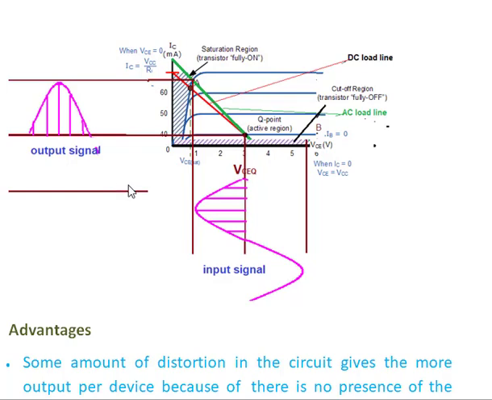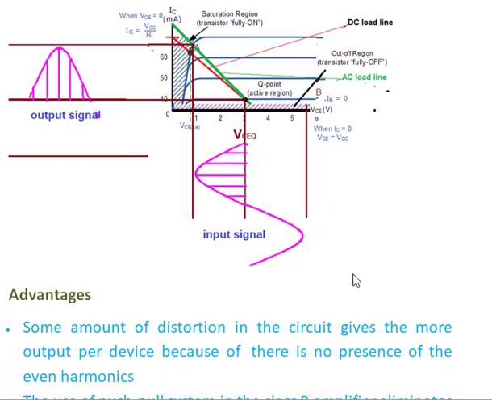See here, the part of this input signal is missing in the output signal. So the class B amplifier allows only half of the input signal. So this output signal appears like this. This part is cut off. This type is known as class B amplifier.